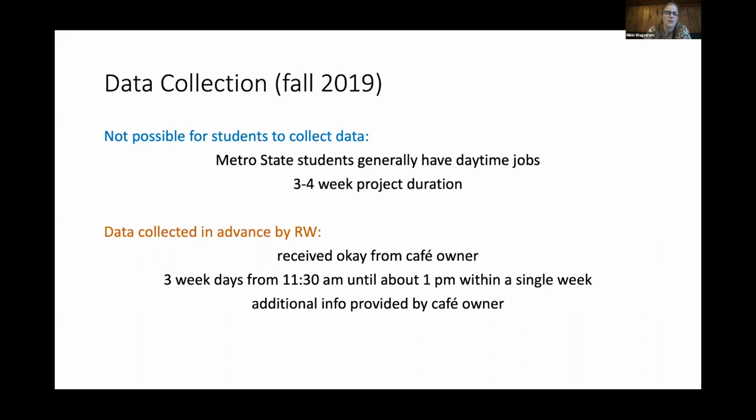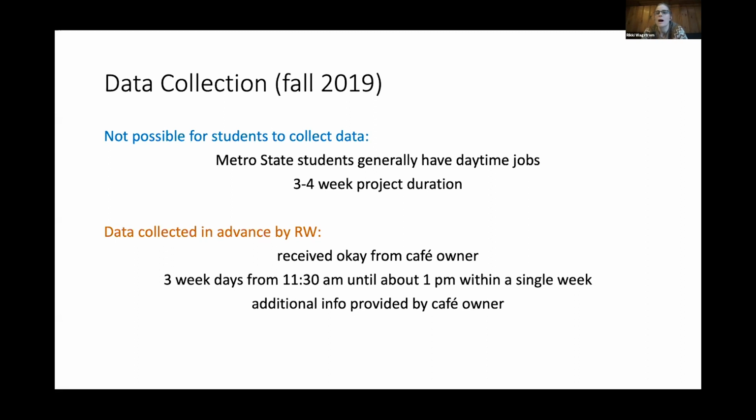So I had to make a decision that I would collect data in advance of the course. So I started off by talking to the cafe owner, and I got her blessing to basically sit and observe her customers. She thought it was cute that I was doing this.